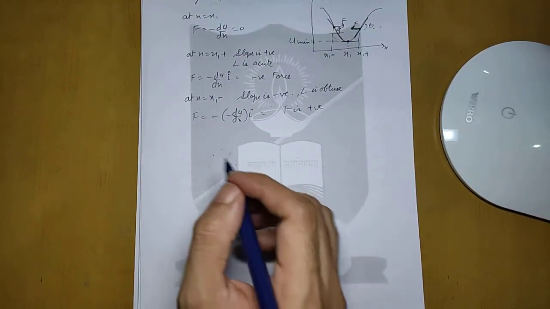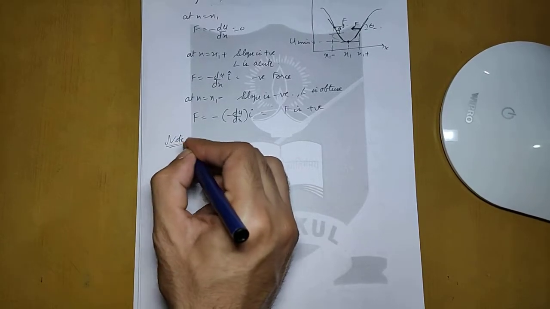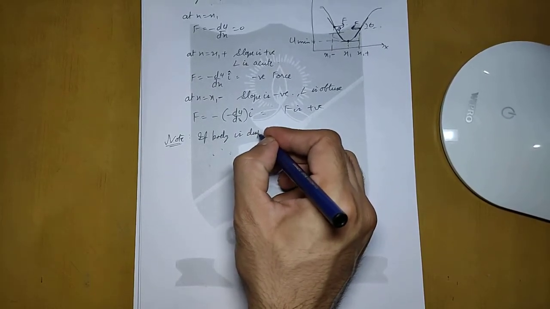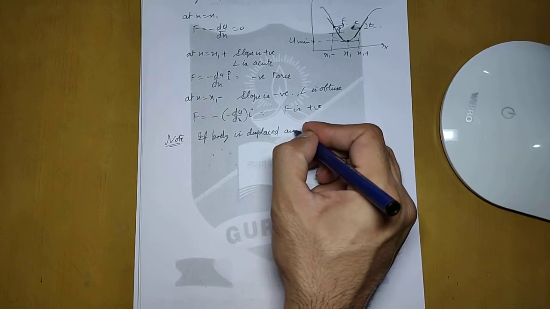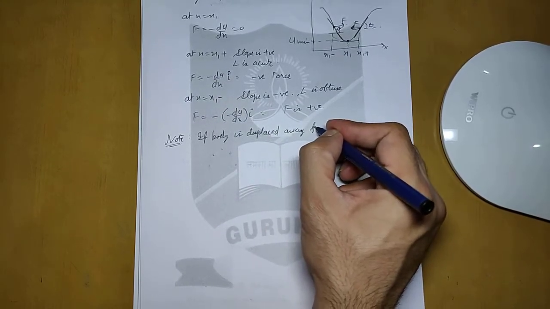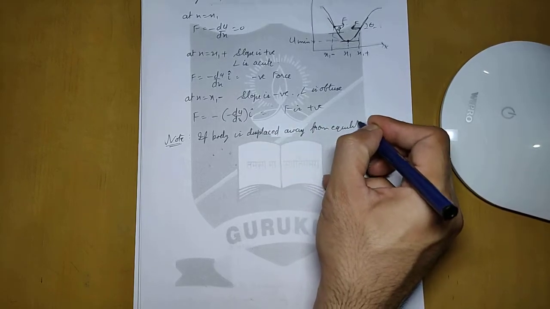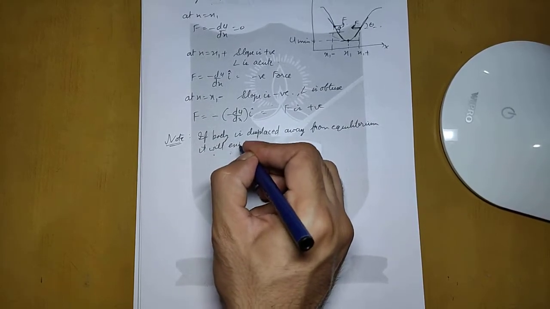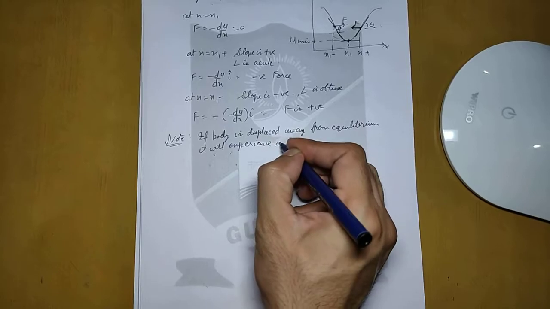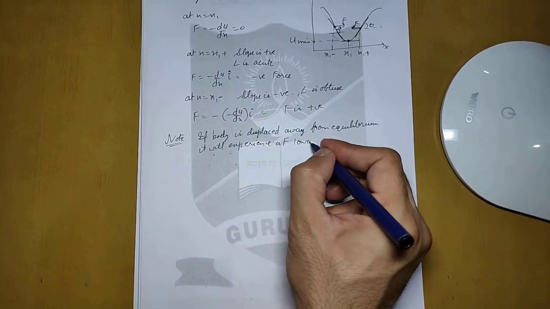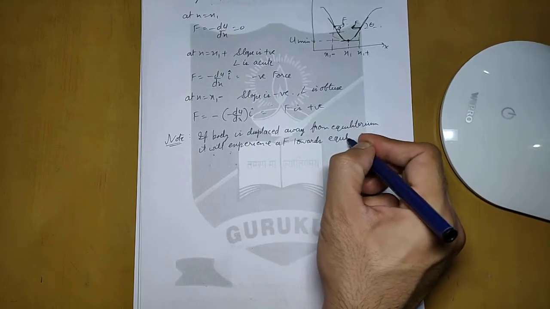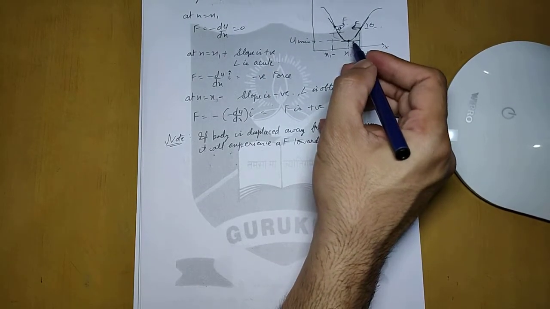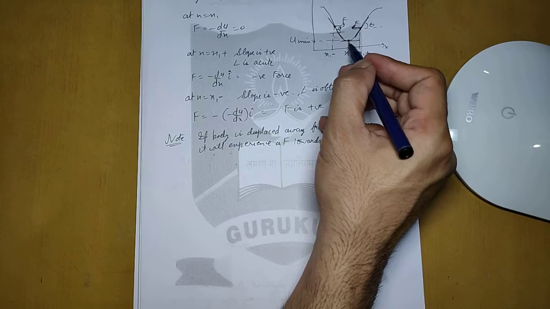So we can write here that if body is displaced away from equilibrium, it will experience a force towards equilibrium. So the body will tend to remain at this point of lowest energy, at this point of the least potential energy, minimum potential energy.